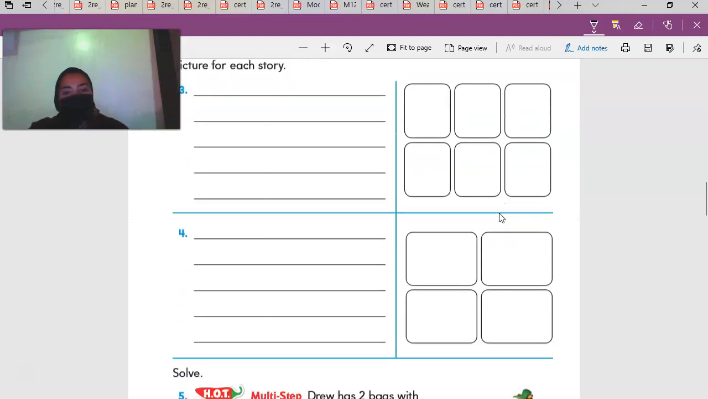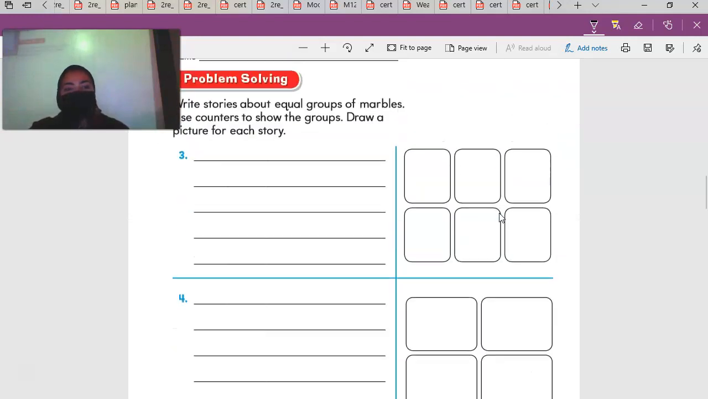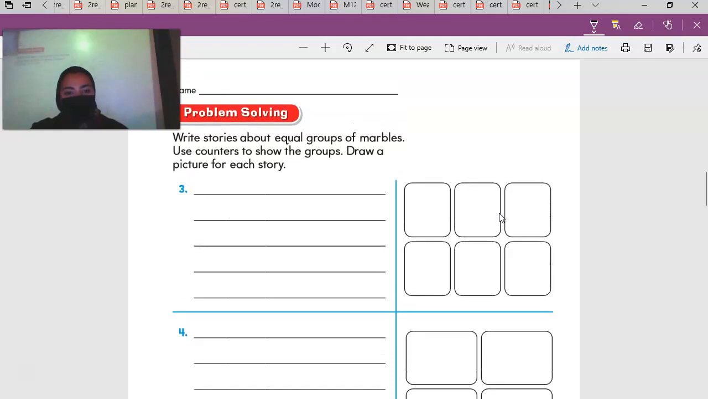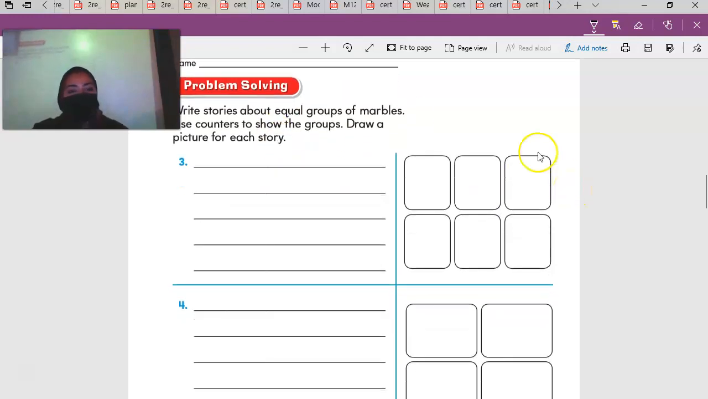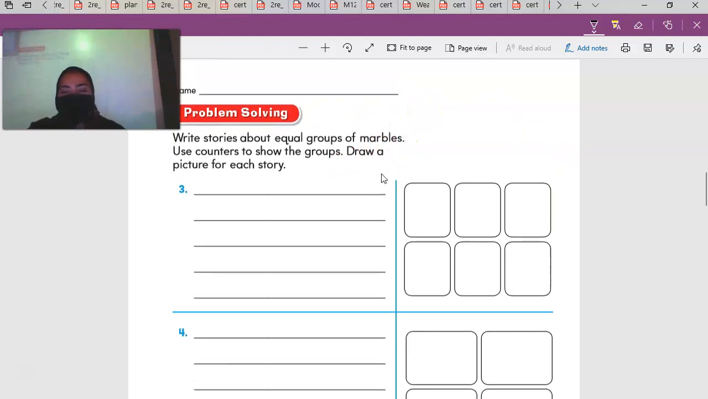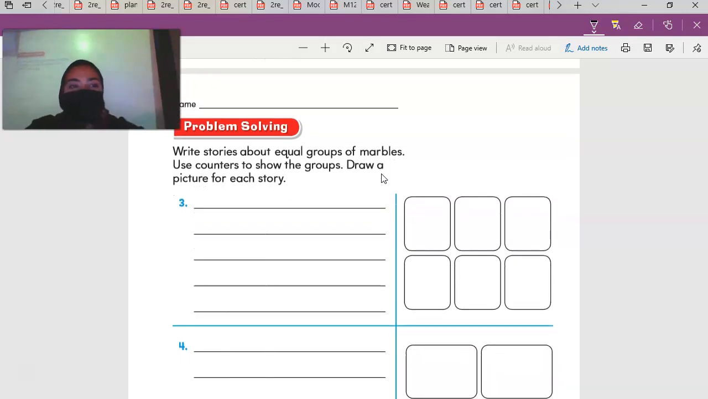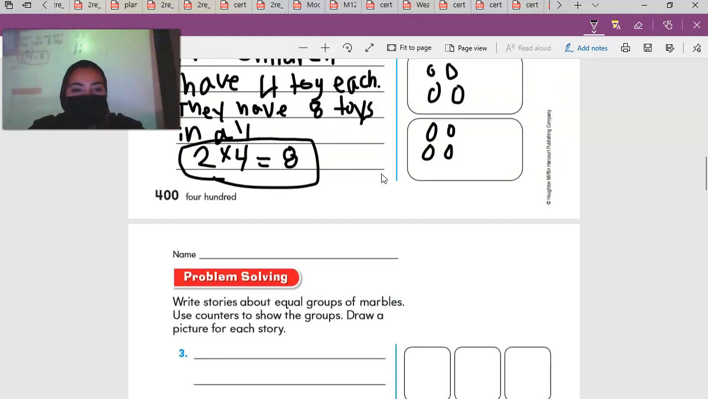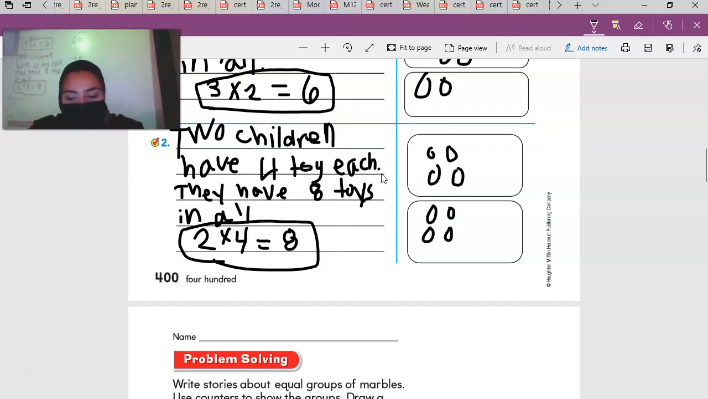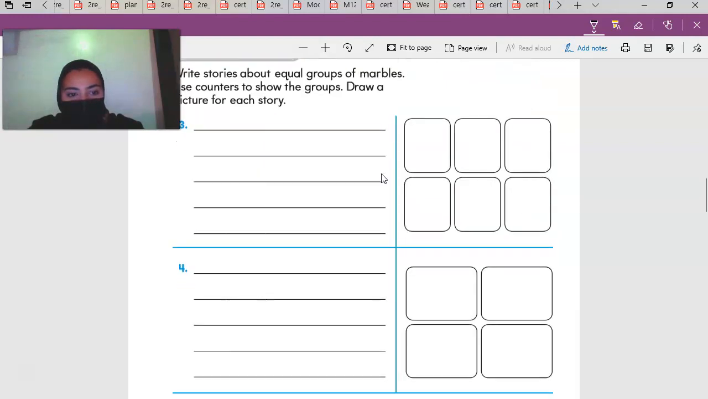Awesome. Since this is so easy, I'm going to ask you to do number 3 and 4 on your own. So, hold on. Before you start, it says write stories about equal groups of marbles. Use counters to show the groups drawn for each story. It doesn't have to be kids. You can say each bag has so many marbles, or each space has so many marbles, okay? So go ahead and pause the video now, and I want you to do number 3 and 4 on your own. Pause the video now.